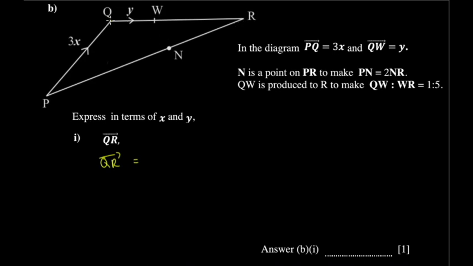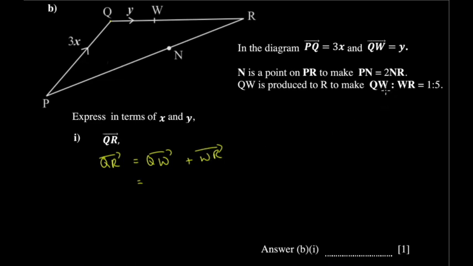So you can actually go from Q to P, so it will be QP plus PR. But then the problem is that we don't know PR. Okay, so what you do is use this path instead. So this path says QW plus WR. Now the problem is we know QW, but we don't know WR. So how do you do it?